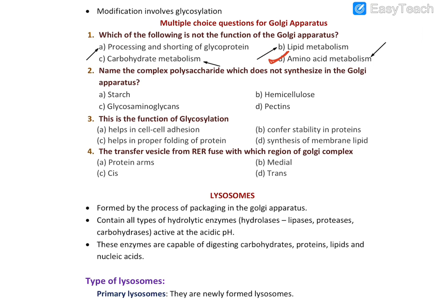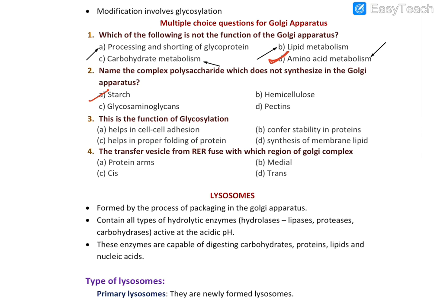Then coming to the second one: name the complex polysaccharide which is not synthesized in the Golgi apparatus. It is starch that is not synthesized inside the Golgi apparatus. It will be stored in the cytoplasm after its synthesis. Hemicellulose, pectins, glycosaminoglycans, all these are synthesized, or their modification takes place, in the Golgi apparatus.